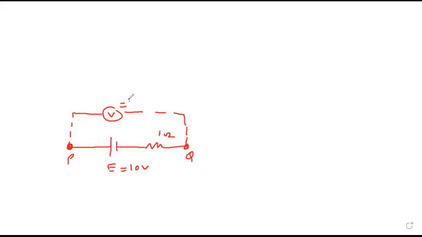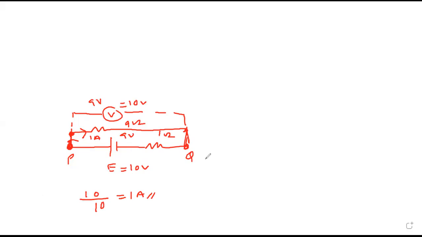Voltmeter records exactly 10 volt, that is the voltage between these 2 points, because nothing is connected. But when you connect one resistance here, suppose 9 ohm, then total current flowing in the circuit will be total voltage 10 upon total resistance 10, equal to 1 ampere. So this 1 ampere flowing through this will give a potential of 9 volt between these 2 points P and Q. Then it will record 9 volt.